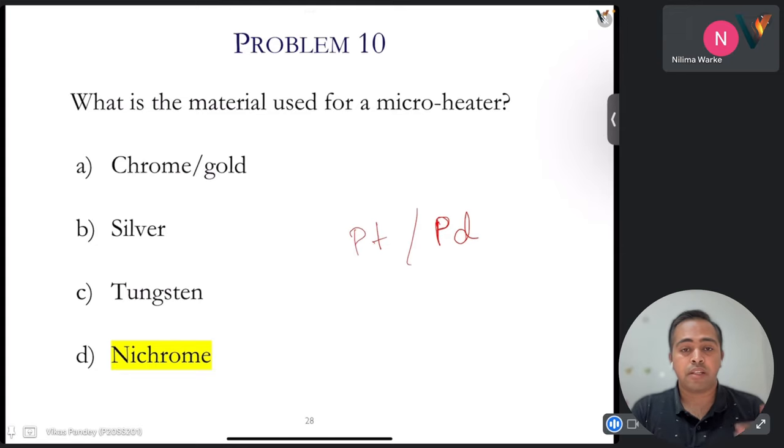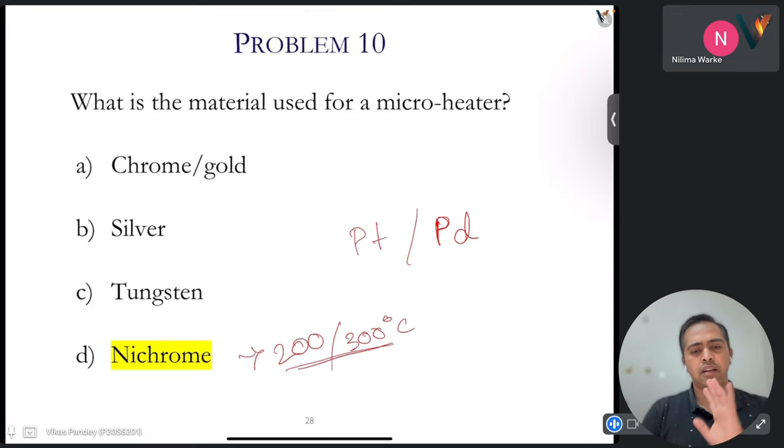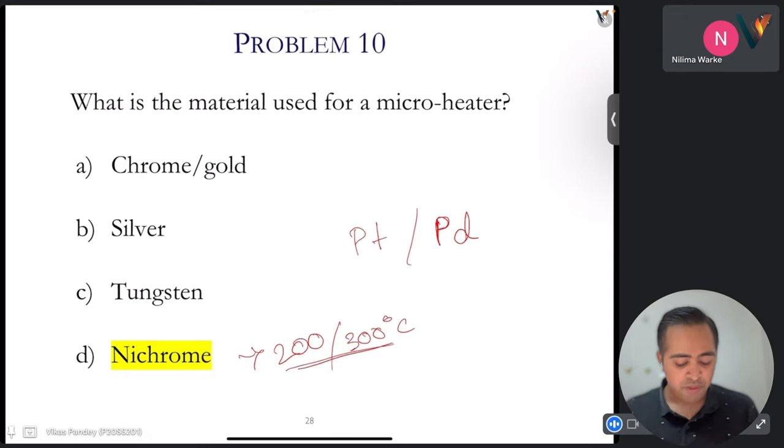These are taken care of. The resistance is increased because they have good thermal tolerance. But nichrome is the common one. We can go up to 200, 300 degrees Celsius using nichrome. I think even a bit less than that. I don't remember exactly. Okay.